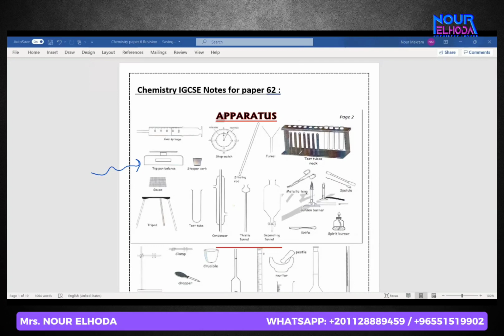Exactly, that's true. Balance. Usually, if I want to measure the mass of any substance, for example 2 grams of a salt, 2 grams of a liquid, 2 grams of any substance, I usually use a balance. Type balance.